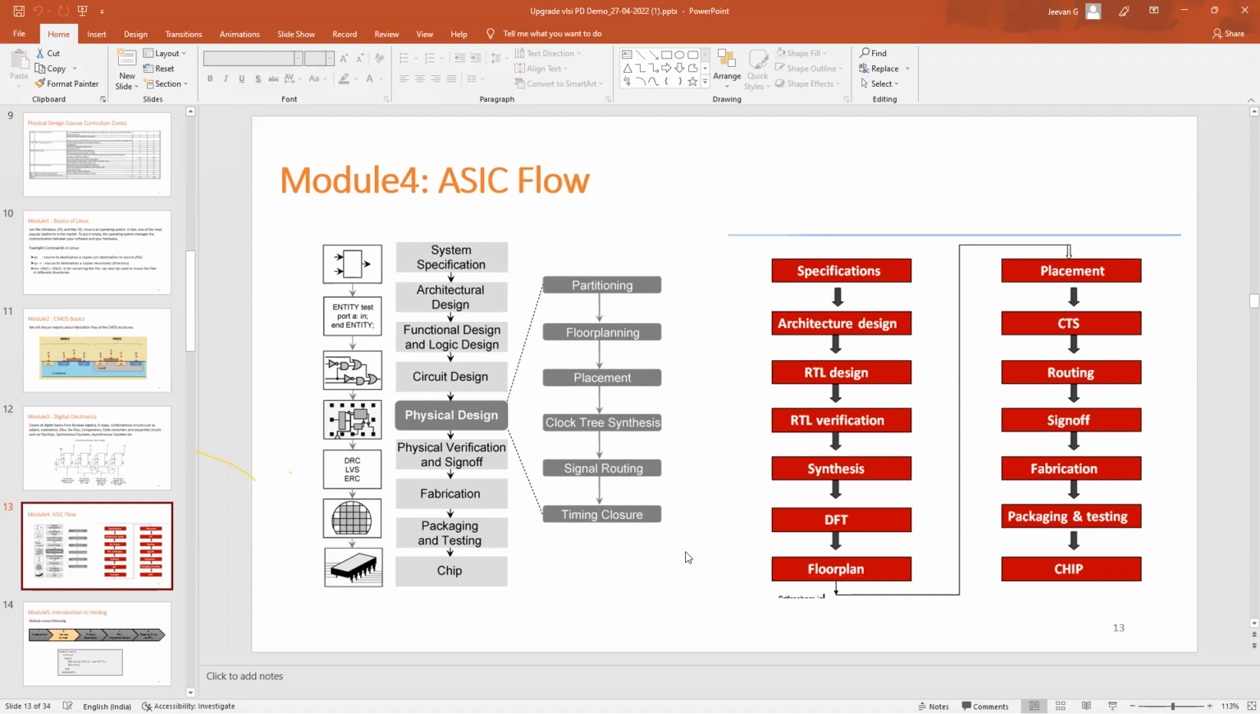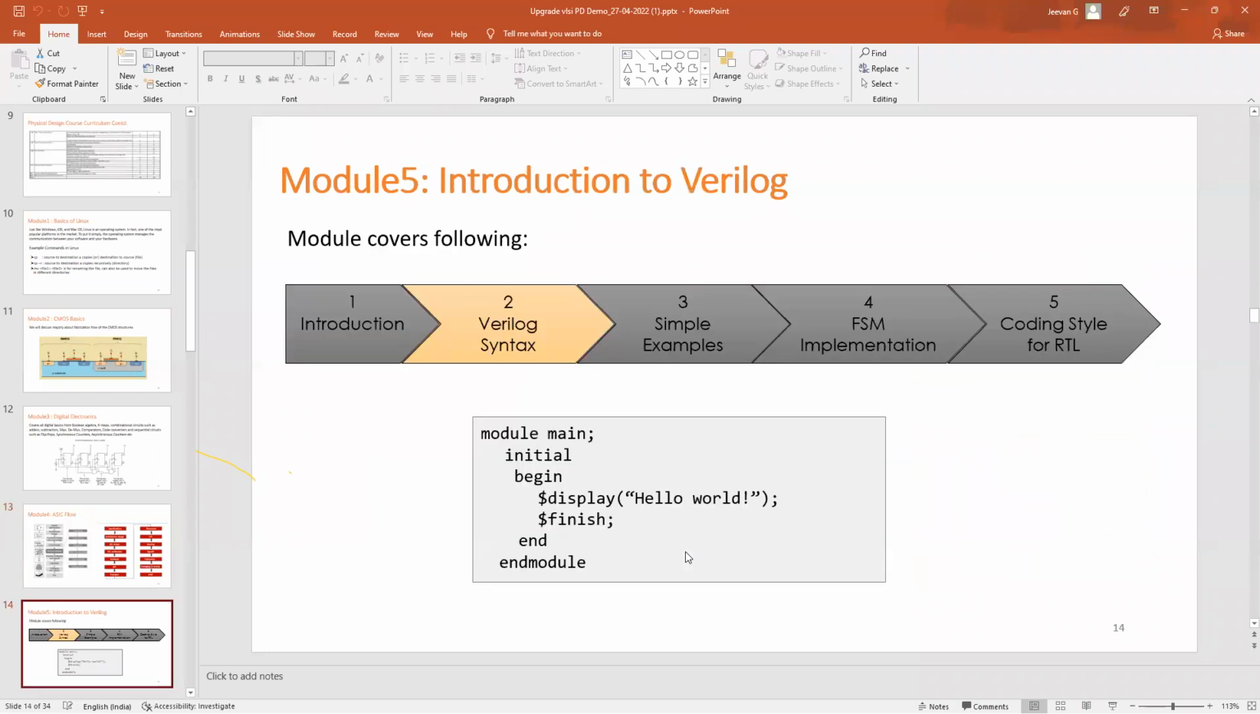Everything we're going to explain in the lab and technical sessions through this module 4, which is ASIC flow. As module 5, we're going to include Verilog. Usually Verilog is not required for a physical design engineer, but we are going to include it along with this physical design course. Why? Because you should have a basic awareness of Verilog code, so that you can solve any kind of problem, even from the front end people also.